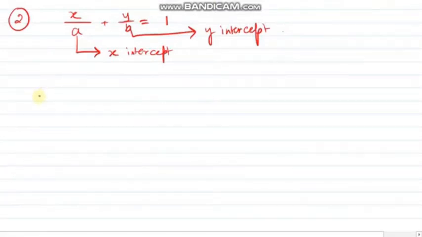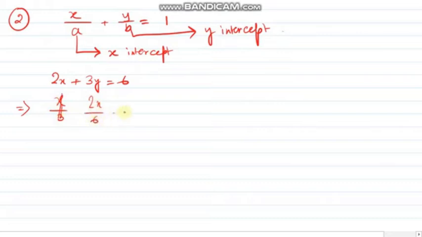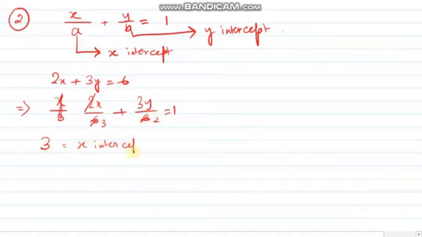Now, suppose I have one line 2x plus 3y equals to 6, I'm just going to represent both the forms. For the second one, I have to keep it in x divided by a plus y divided by b equals to 1. So on the right side I need 1. If I divide by 6 on this side, 2x divided by 6 plus 3y divided by 6 equals to 1. So this is x divided by 3 and y divided by 2. So 3 will be my x-intercept and 2 will be my y-intercept.